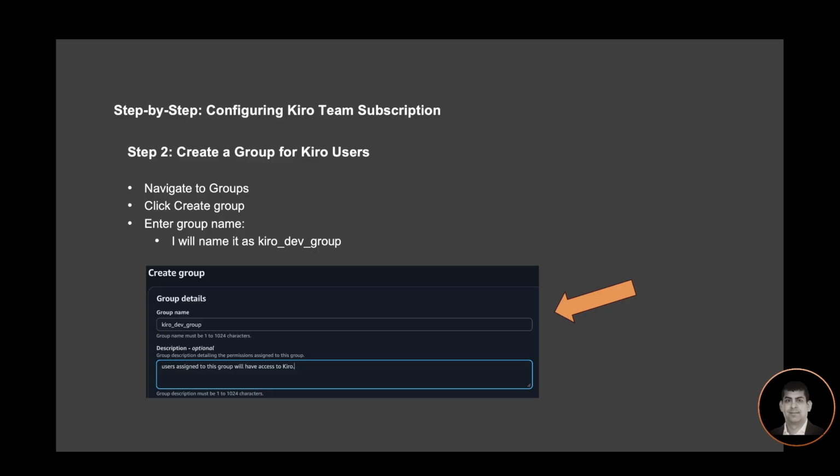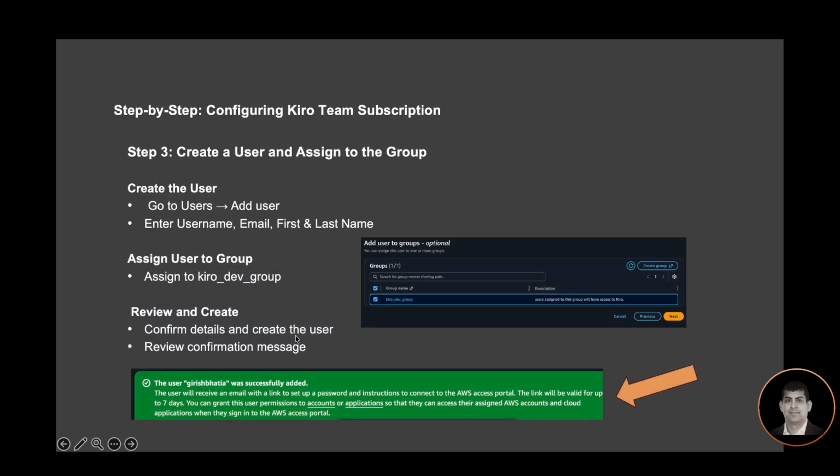So I can navigate to the groups and I can create a group. In my case, I'm going to name it Kiro_dev_group. So that's the group that I'm creating here. And once I have the group, the next step is to create a user and also assign that user to the group. So here I'm going to the user, and similar to group, this time I'm creating a user.